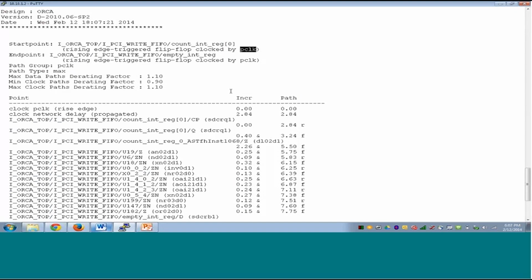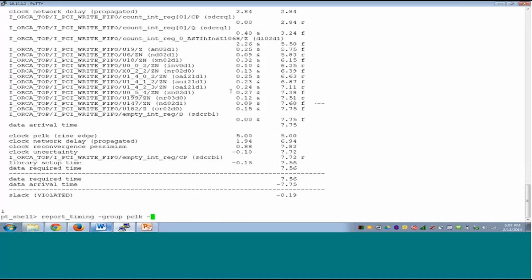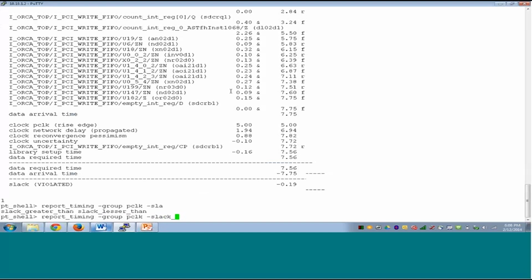Now since I have only one violation left, I am very tempted to try out PBA. How do I try out PBA? I say -pba, but I don't do it for the complete group, right? So I'll narrow my choice. First, I have to narrow my choice. I say group PCLK and -slack lesser than 0.